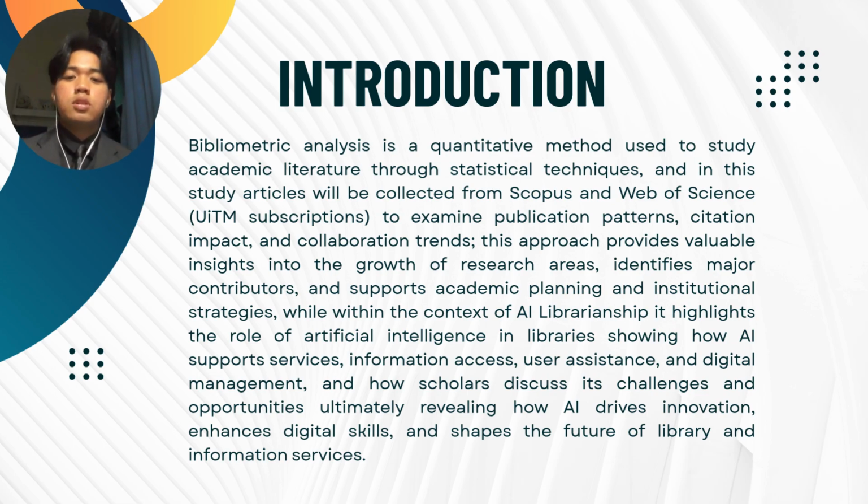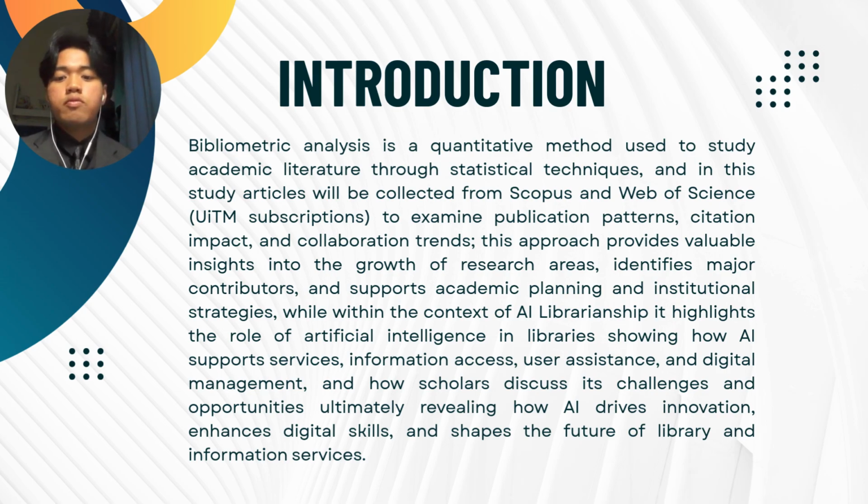First of all, bibliometric analysis has different methods to study academic literature through statistical techniques, whether qualitative or quantitative. The one that we are going to perform today is called quantitative methods, where we play with a lot of numbers. So we are going to make use of UiTM subscriptions to their full potential, and the databases that we are going to use are Web of Science and Scopus to examine publication patterns, citation impact, and collaboration trends of the keyword that we are going to use later.